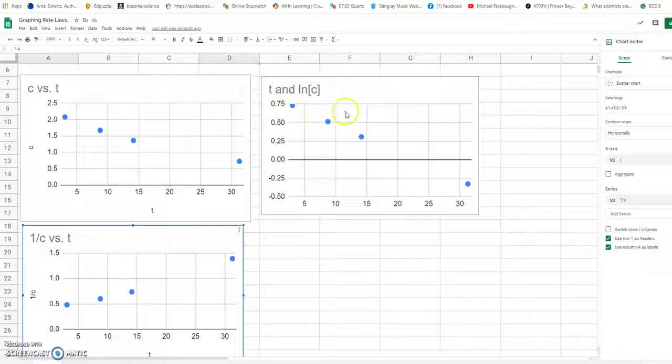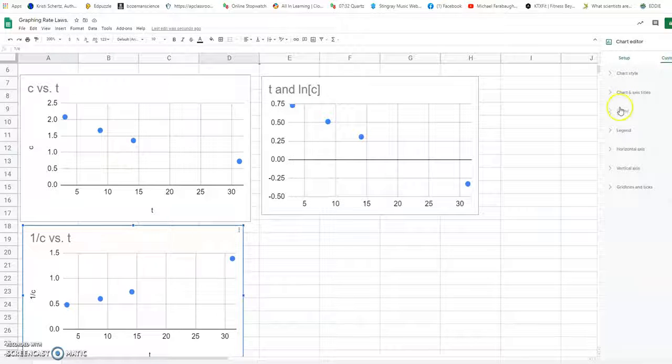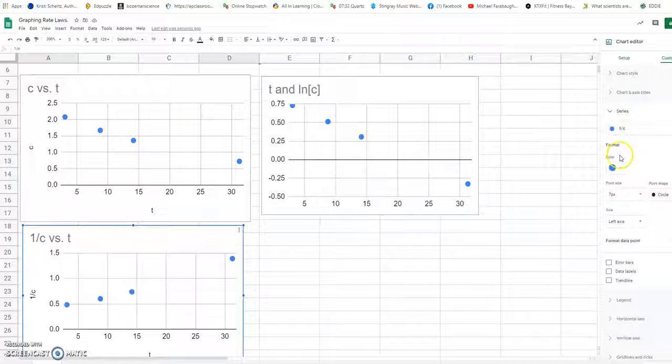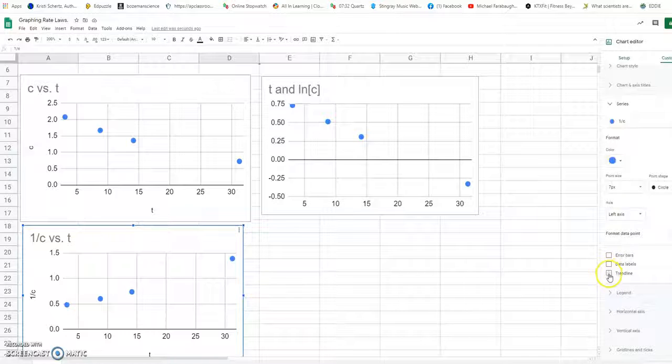And what I'm going to do to test that out is I'm going to find the equation of the line and the r squared value to make sure that is the case. So I'm going to come up here to customize and series. I'm going to move down here to trend line.